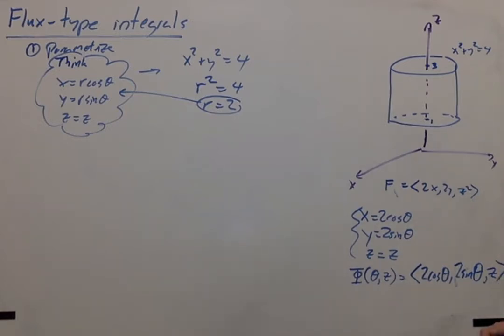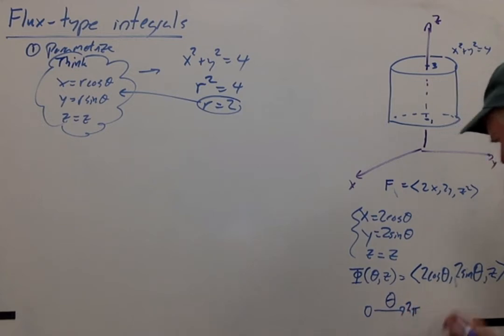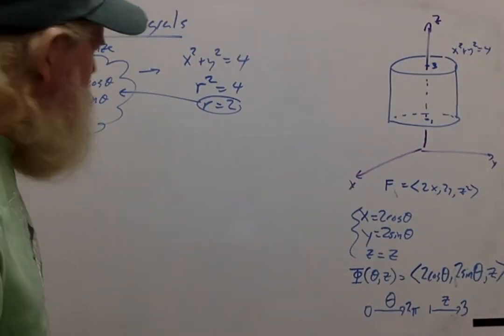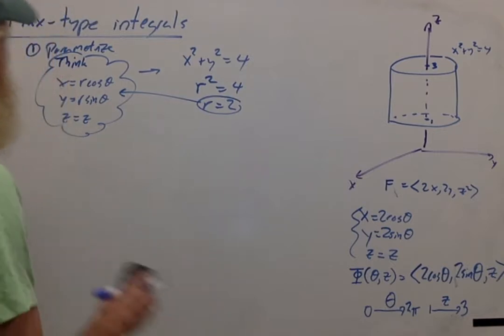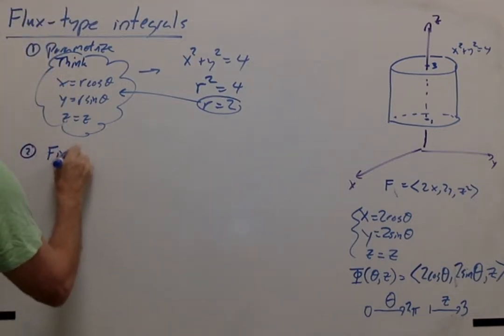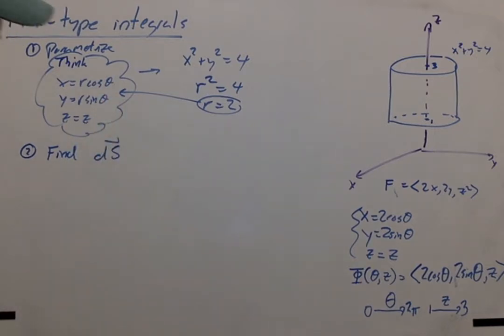As far as the bounds go, since I want to go all the way around, theta is going to go from 0 to 2 pi. And we were given the restriction that z stays between 1 and 3. So later when we set up our bounds for the integral, those will be our bounds. Step 2 is going to be to find a formula for dS.